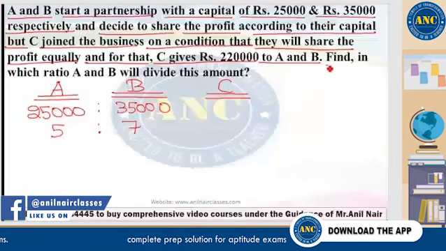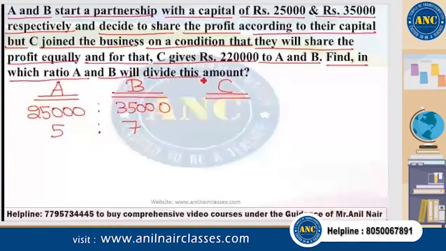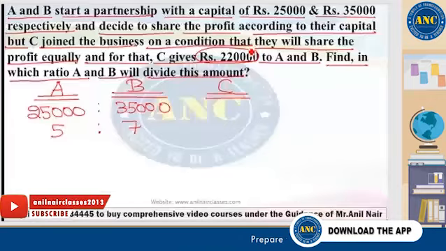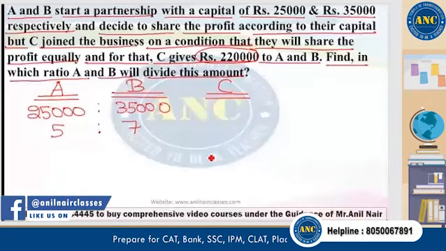Find in which ratio A and B will divide this amount of 2,20,000. In which ratio will A and B divide this amount of 2,20,000? Find the ratio is what they are asking.